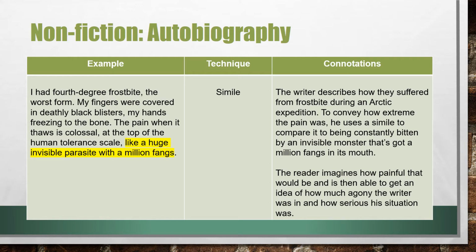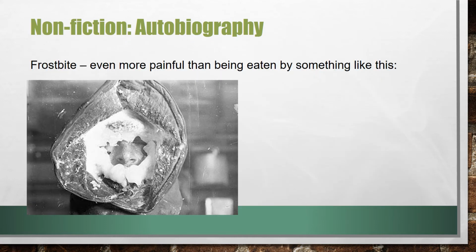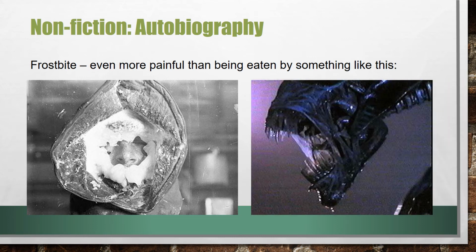To convey how extreme the pain was, he uses a simile to compare it to being constantly bitten by an invisible monster that's got a million fangs in its mouth. The reader imagines how painful that would be and is then able to get an idea of how much agony the writer was in and how serious his situation was. Frostbite, even more painful than being eaten by something like this.